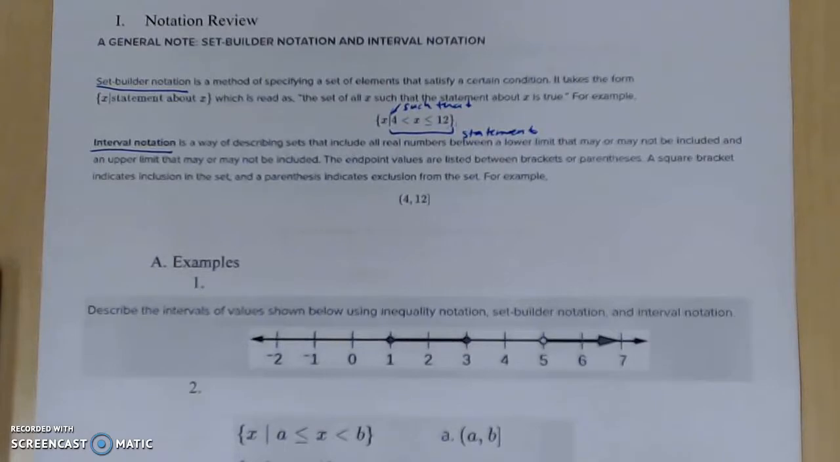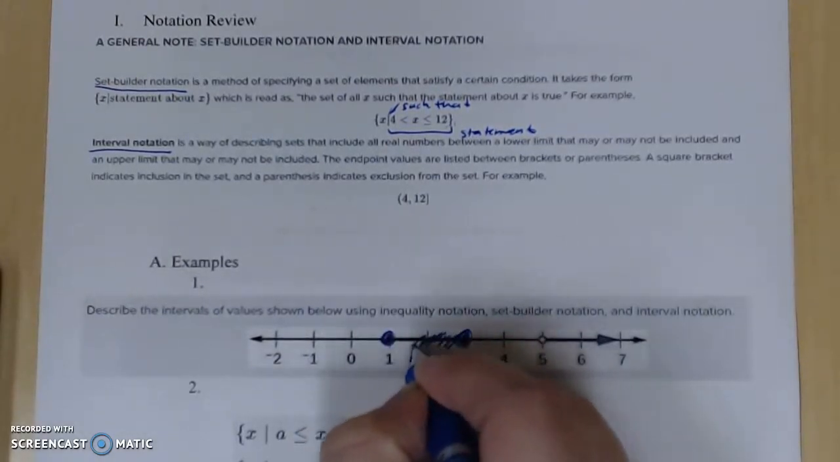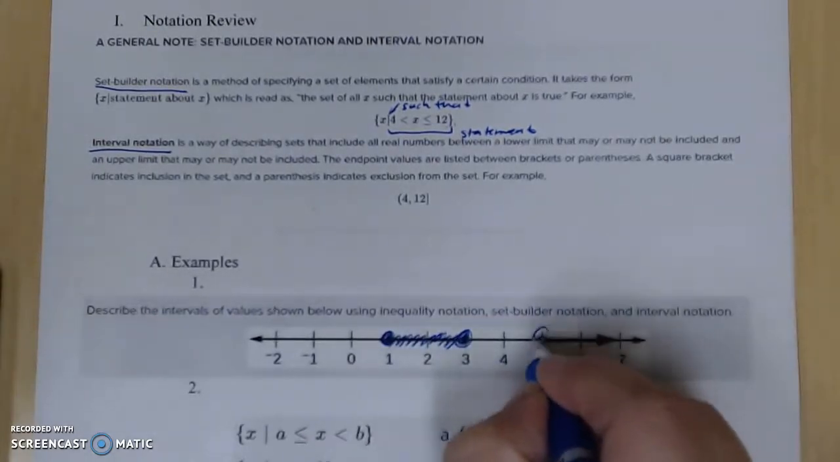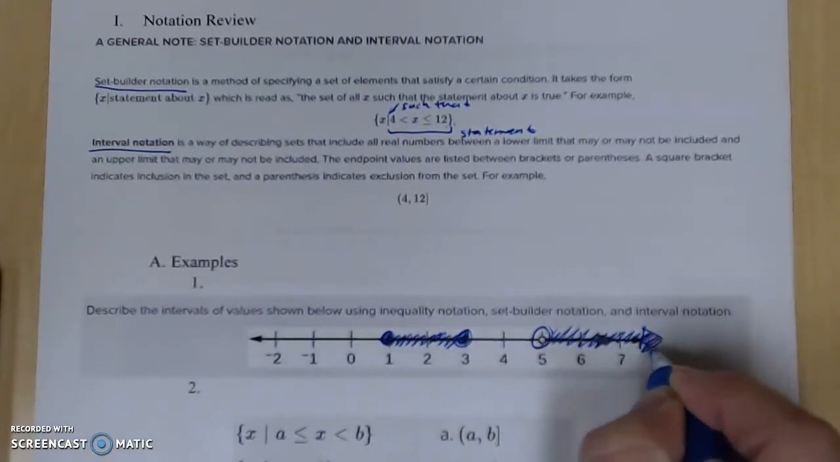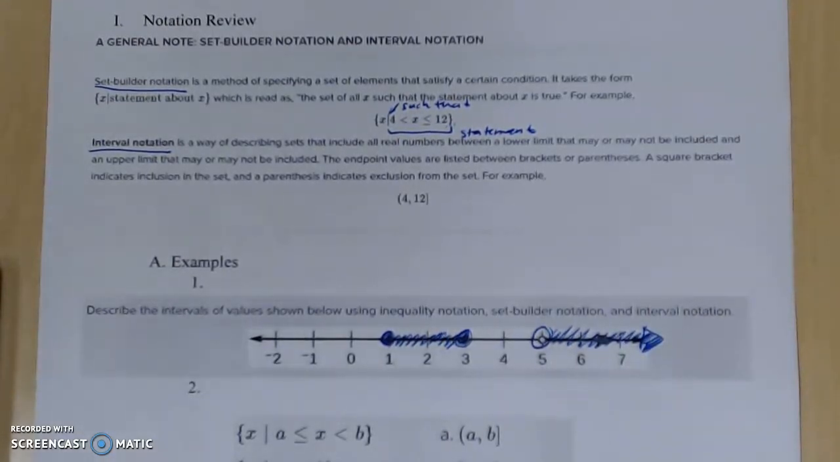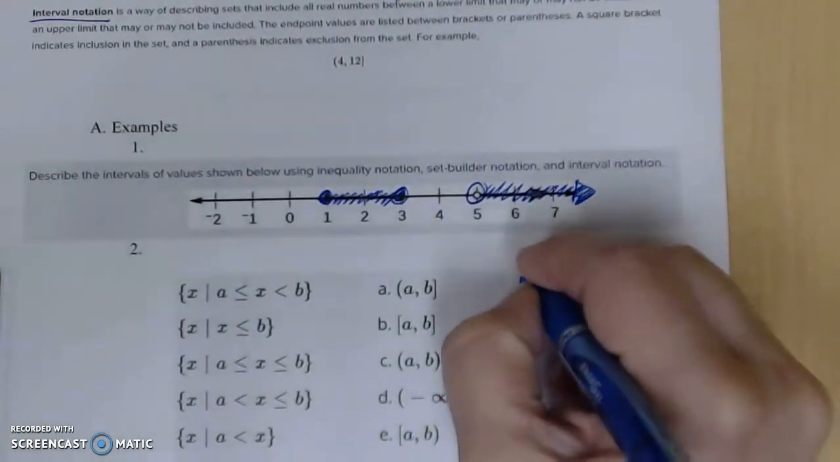It says describe the intervals of values shown below using inequality notation, set builder notation, and interval notation. First of all, I know it's kind of hard to see with all the black lines. I want to note that we're looking at the area from here to here shaded, and then we're looking at starting at 5 and going off all the way in this direction to infinity. As we're looking at a problem like this, we want to represent all the solutions that we see here on the number line. I'm going to drop down here to the side and write the different notations.